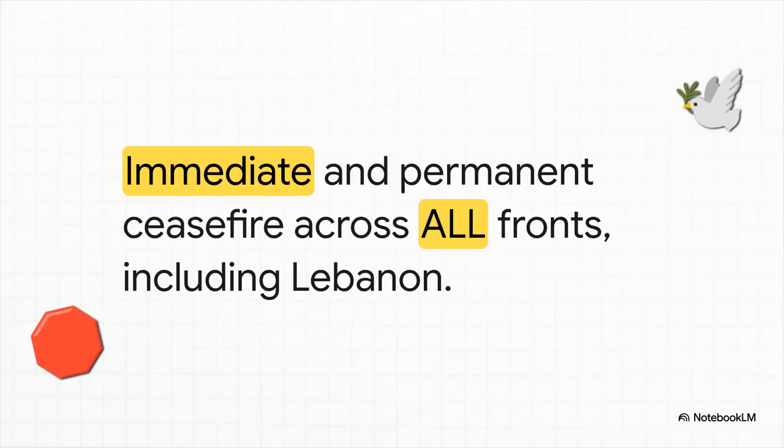The agreement begins with point 1, the ceasefire, and the text here is incredibly explicit. It's totally uncompromising. It mandates a ceasefire that is both immediate and permanent. Plus, it defines the geographic scope very broadly. This applies across all fronts, and the document actually makes a specific note to include Lebanon. This is the foundational first step, completely halting all active direct hostilities.